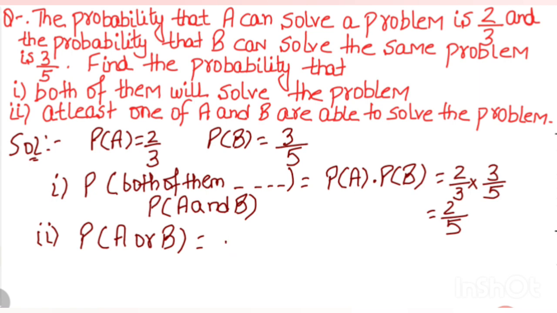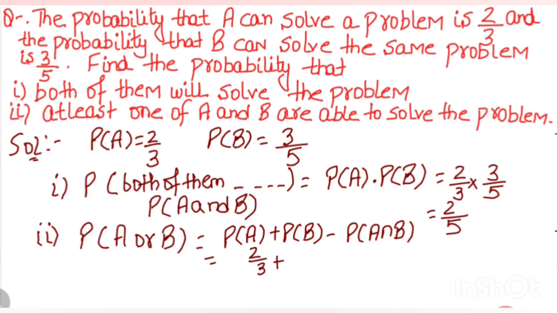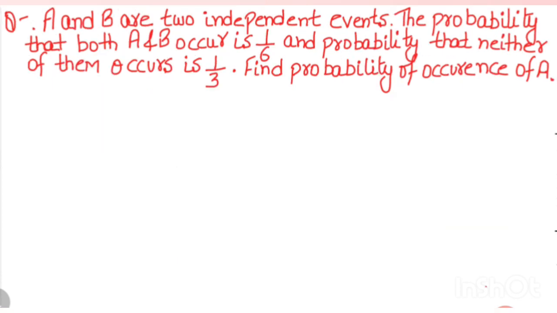So it is equal to probability of A plus probability of B minus probability of A intersection B, probability of A and B. This formula I have already discussed earlier. So 2 by 3 plus 3 by 5 minus probability of A and B, which is 2 by 5. Okay, so the answer will be 13 by 15. Okay, got it?